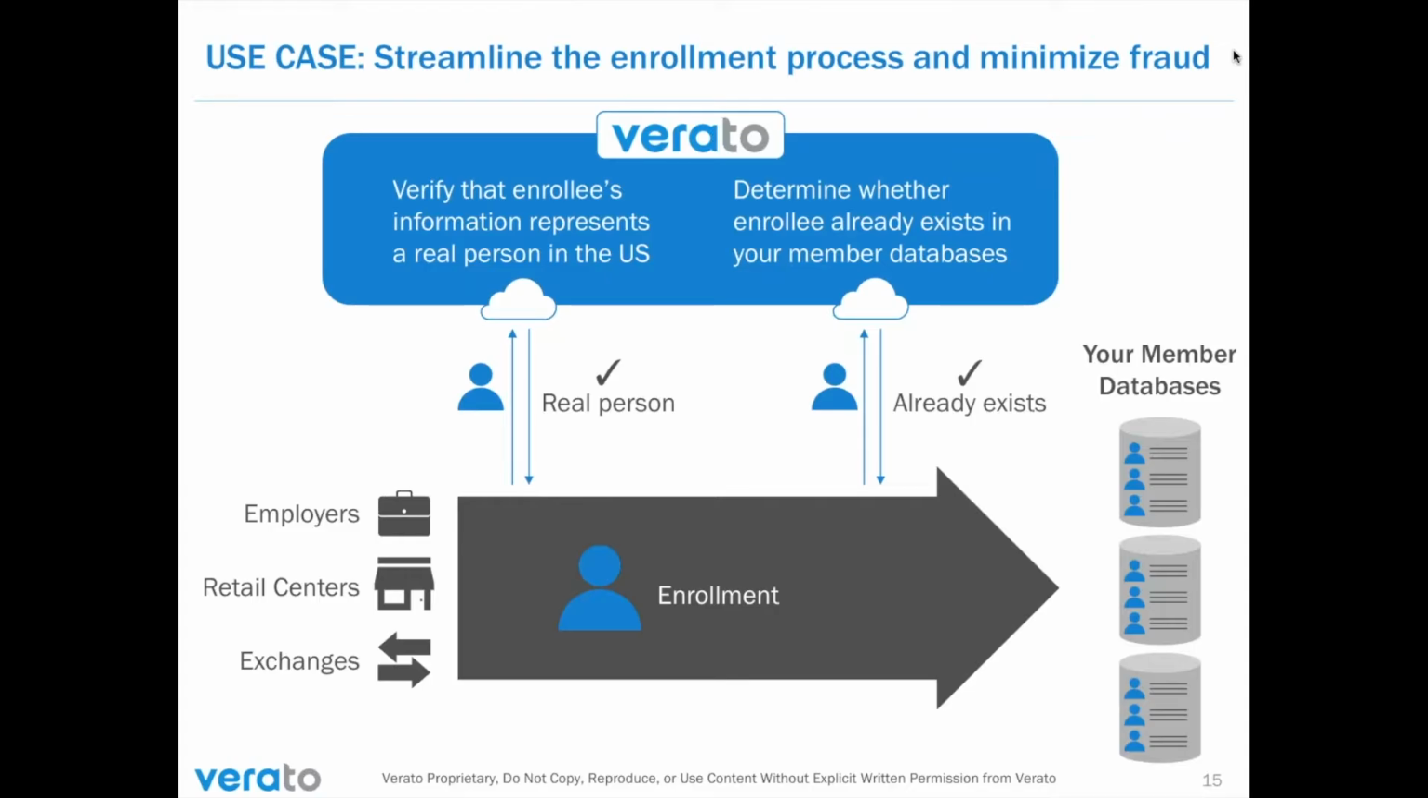Because they may be in the membership database, but they may have different demographic information than what's coming in on the new enrollment. And Verado is able to see through that and tell you that, yes, in fact, this is a person you've seen before. Maybe they currently have other coverage that's active through a spouse, or maybe they used to have previous coverage, and that piece of information may still be valuable to your enrollment process.